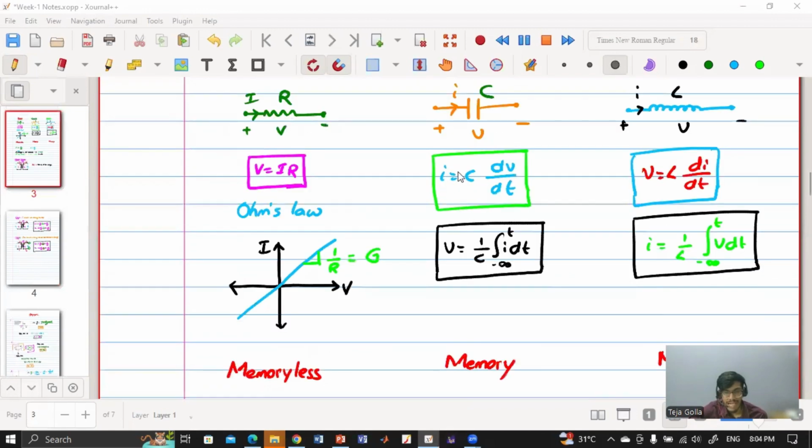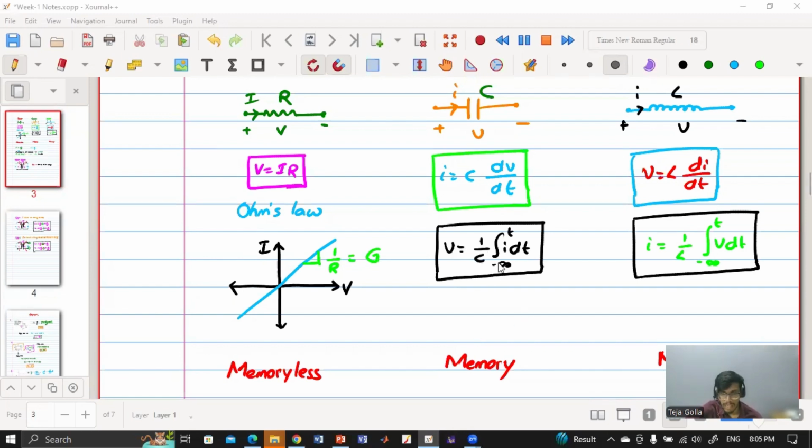So the current at a time instant t is equal to C into the slope of the voltage at that time instant t. This is very straightforward, easy. Now the voltage of the capacitor at that time instant t is 1 by C into the integral of I dt till that time t. So the area under the curve of I till the time instant t, divided by the capacitance, gives the voltage at the time instant t.